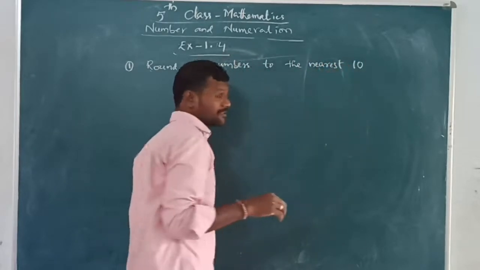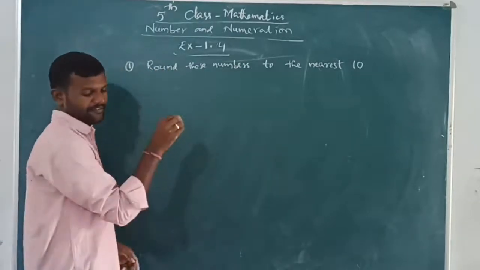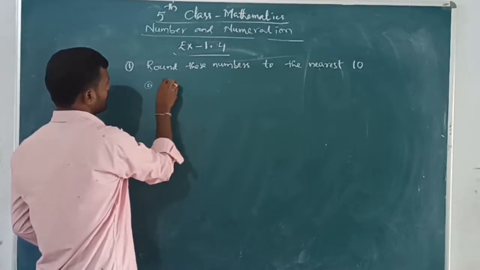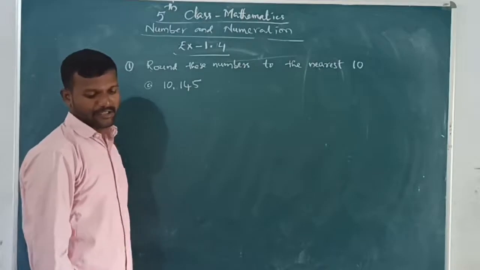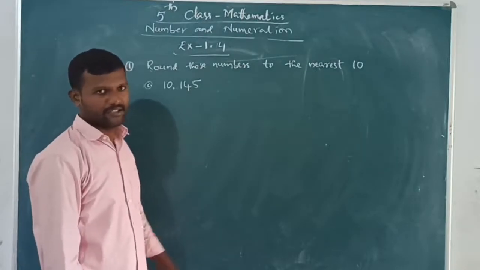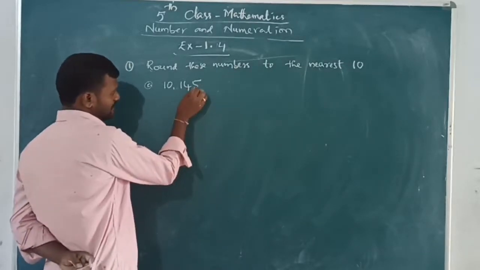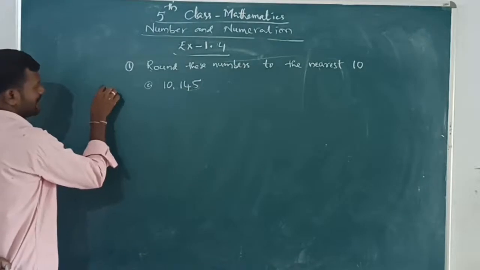Nearest tens. Tens means how many digits you should take? Only 2 digits you have to consider. So the first one is, what is the first one? A, 10,145. We have to round off it to the nearest tens. So tens means ones, tens. Which number are we getting here? 45.